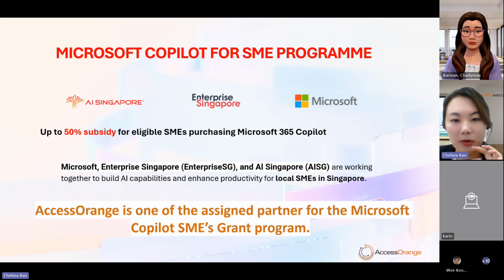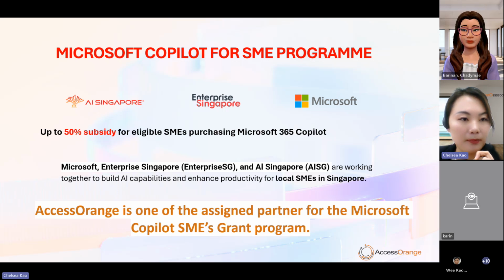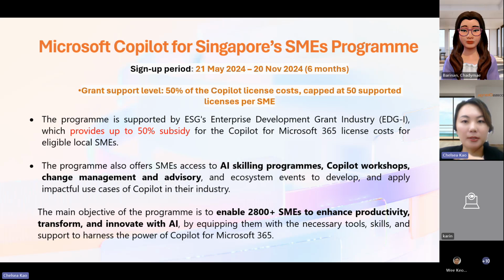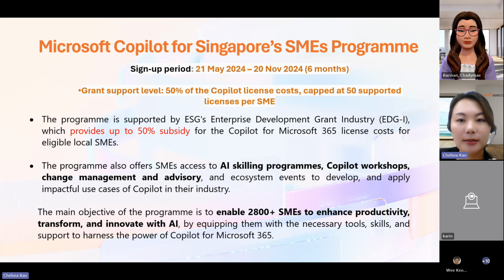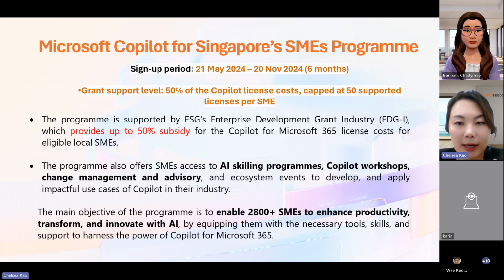And we, Access Orange, are one of the assigned partners for the grant program. We will have a dedicated team helping you to adopt Microsoft's Copilot and submit the application for this grant. The sign-up period is from now until November this year, and it is first come first served with limited spots. The grant supports up to 50% of the Copilot license cost, capped at 50 supported licenses per SME. Each license means one company email account which can use Copilot under M365, as Chetty has mentioned, and the M365 system is issued under the company purchase.